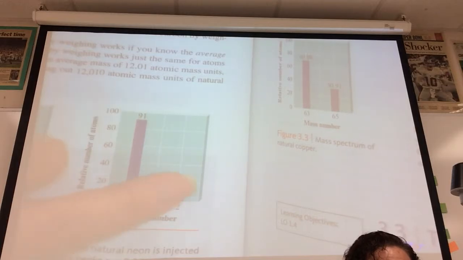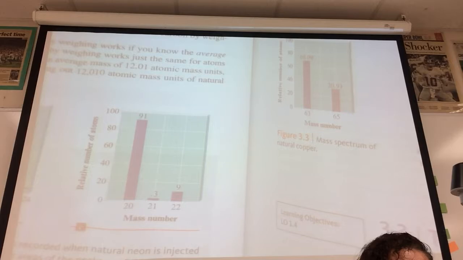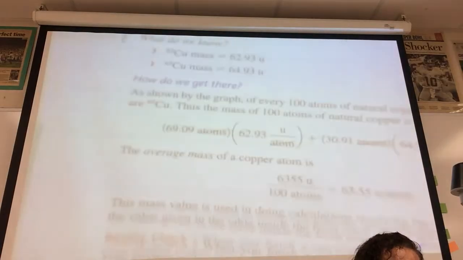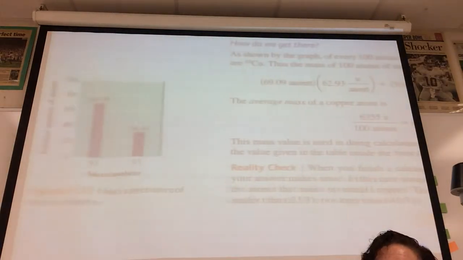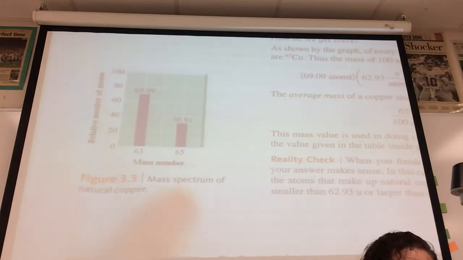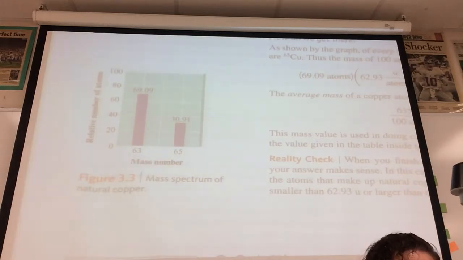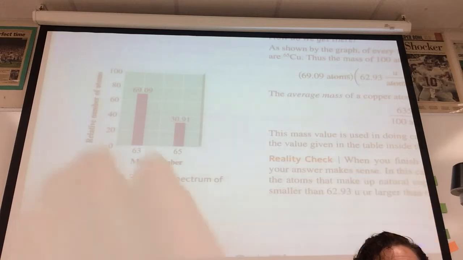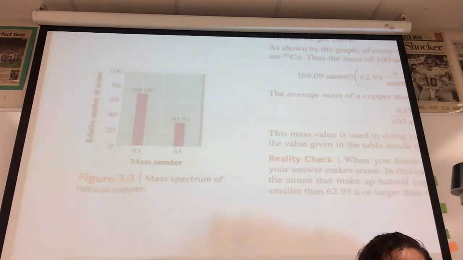So given the percent abundances and the masses, you could determine the weighted average atomic mass. Perhaps easier to see is this one here for copper. How many isotopes of copper do you have? 2. These are their mass numbers. Which is more abundant? Copper 63 with a percent of 69.09. And we talked about how to calculate weighted average atomic mass earlier, so you could calculate it from the graph.